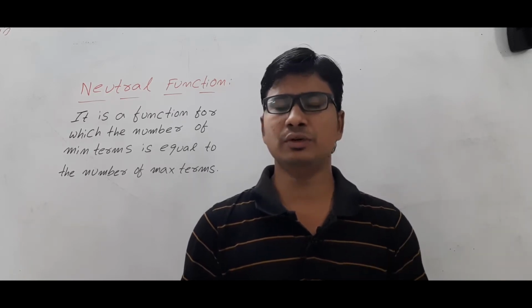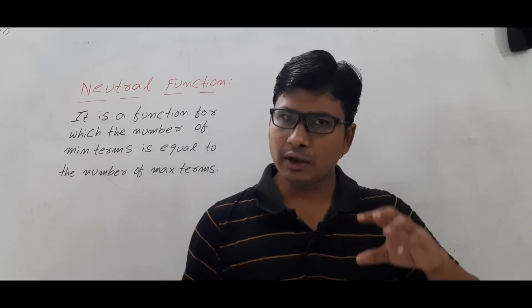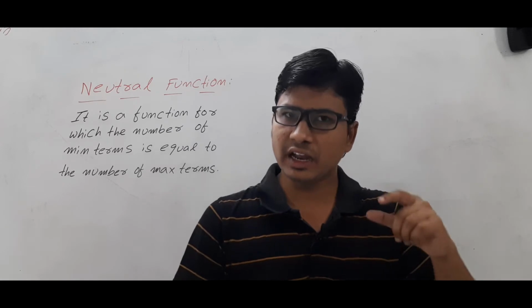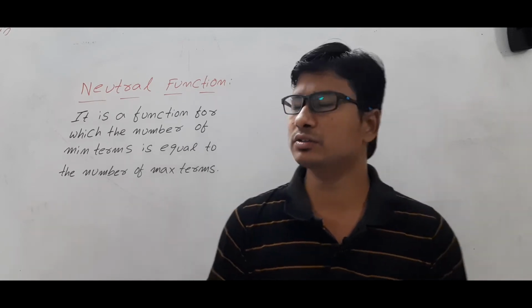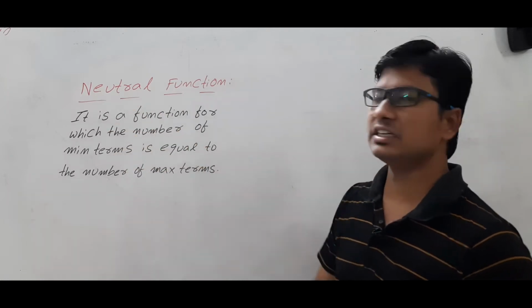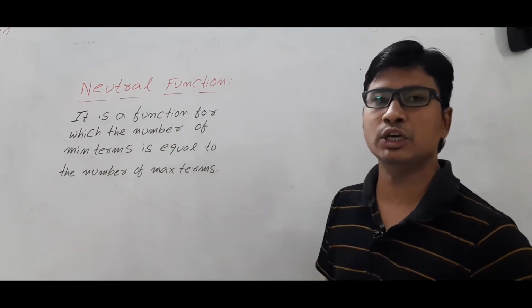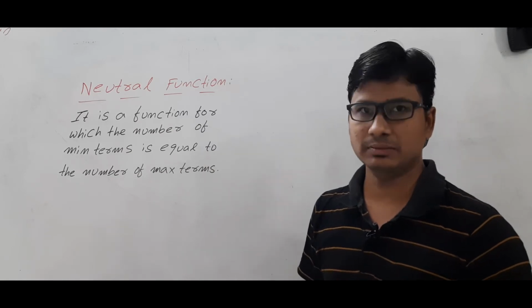In this video, I want to discuss what a neutral function is and how many neutral functions there are, and I will discuss one example also. First, let me define what a neutral function is. It is a function for which the number of min terms is equal to the number of max terms.